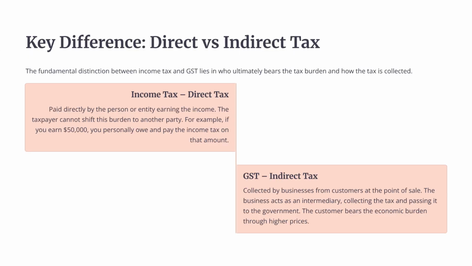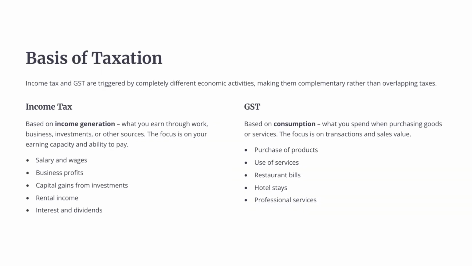Income tax is a direct tax paid by the person who earns income. It cannot be transferred to anyone else. GST, on the other hand, is an indirect tax passed on to consumers. Income tax is based on income or profit. GST is based on consumption or sales. Even if a business is not profitable, GST may still apply.